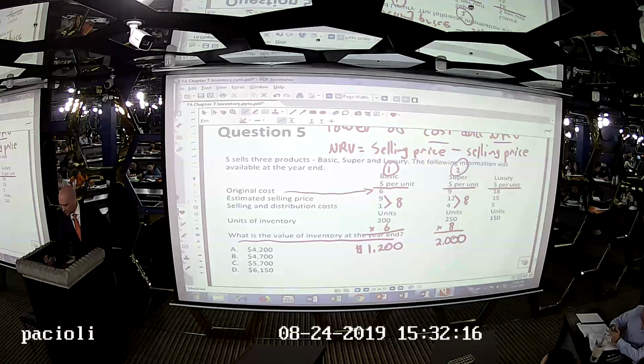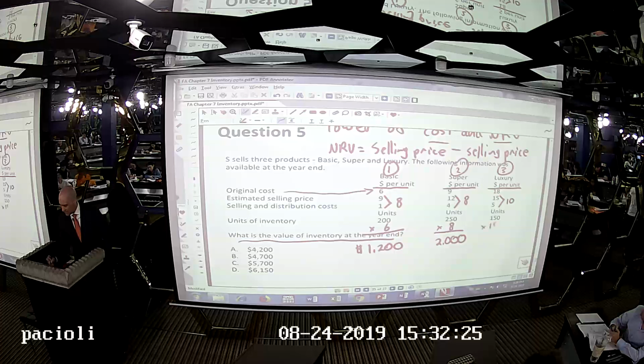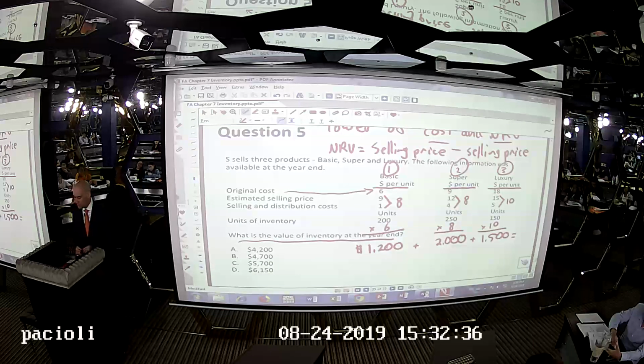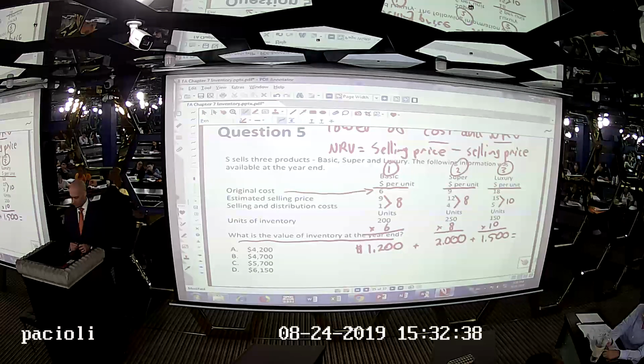And then for the third inventory, the net realizable value is 10. 10 is smaller than 18, so we take 10. We take the smaller. That gives us 1,500. So 1,200 plus 2,000 plus 1,500 gives us 4,700.